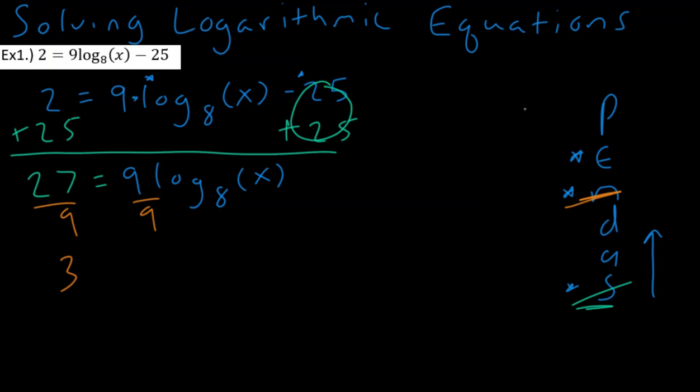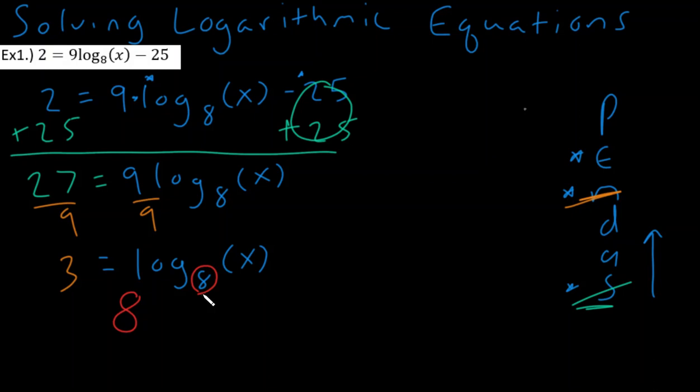And so at this point, we have 3 is equal to the logarithm base 8 of x. Now, I think this is probably one of the more unusual things that you'll see. But remember, a logarithm is the opposite of an exponent. So when I see that I have a base of 8, what I want to do is take the log base 8 and put it into the exponent of 8. Let me say that one more time.